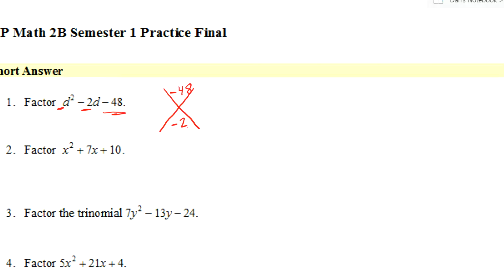What two numbers multiply to negative 48 and add to negative 2? That would be a 6 and an 8. So 8 times 6 is 48. If I make the 8 negative, we're okay there. Negative 8 plus 6 is negative 2. That means I can go right to my factoring now. Oops, it's a d in this case. D minus 8 times D plus 6. That's your answer.